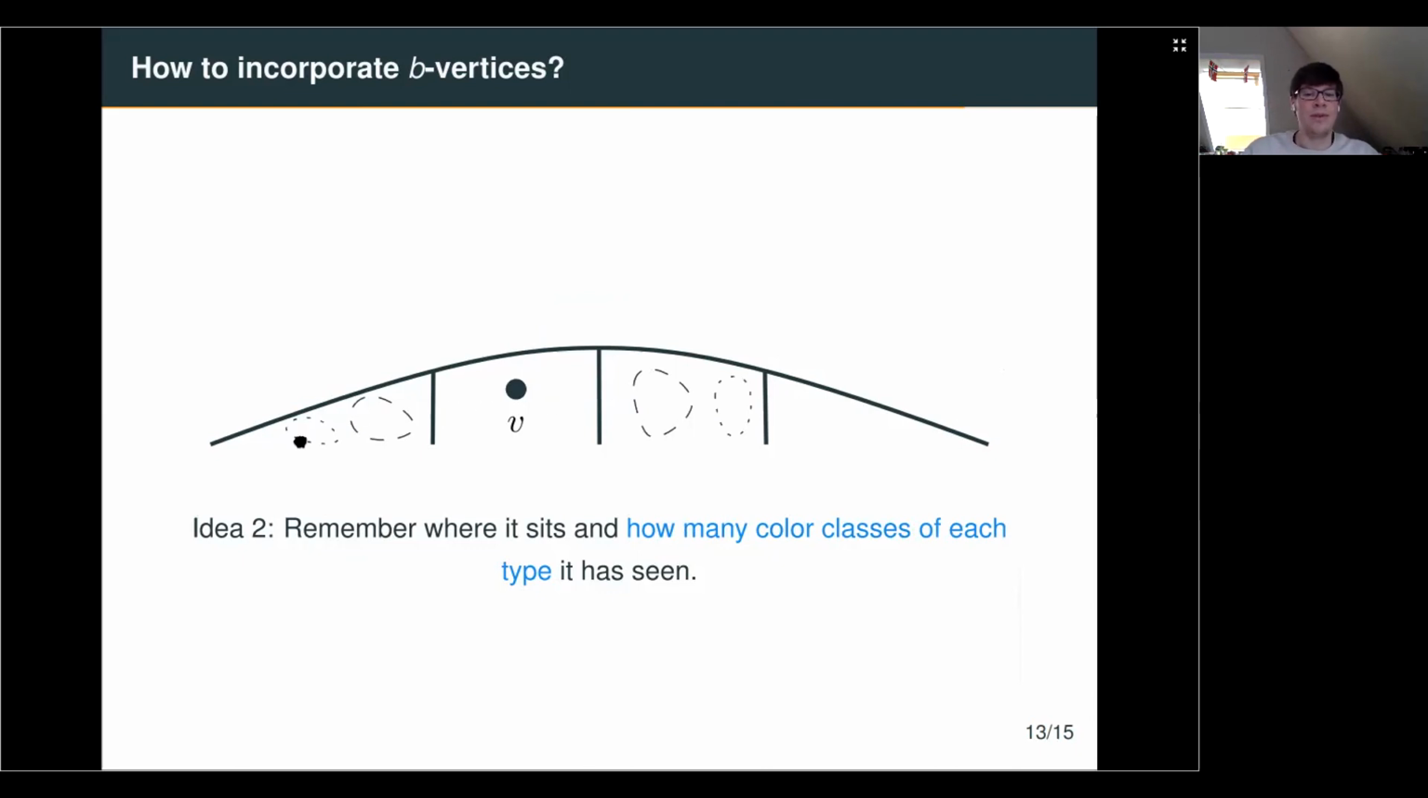Suppose we have 2 colors, here the dashed color and the dotted color, and vertex V already has a neighbor in one of them. Right? And then later on, we will encounter a vertex that we will add to a color class of that type. Then, of course, since we have forgotten the names of the color classes, we will not be able to distinguish whether we add it to the dashed color class or the dotted color class. So this approach also doesn't work.